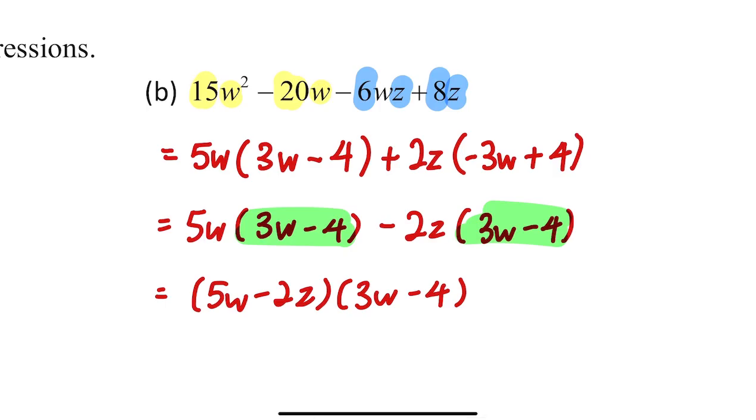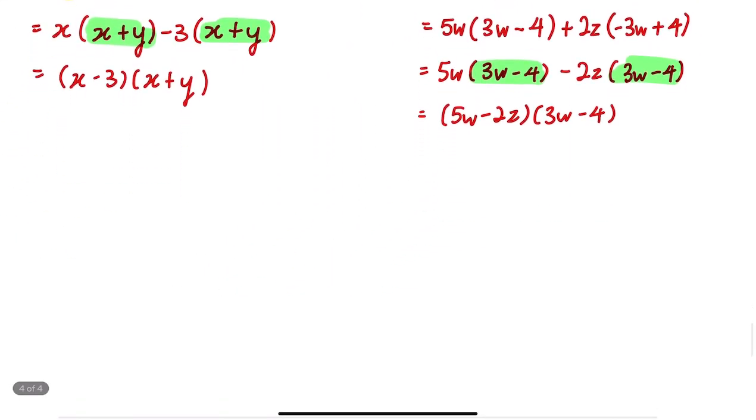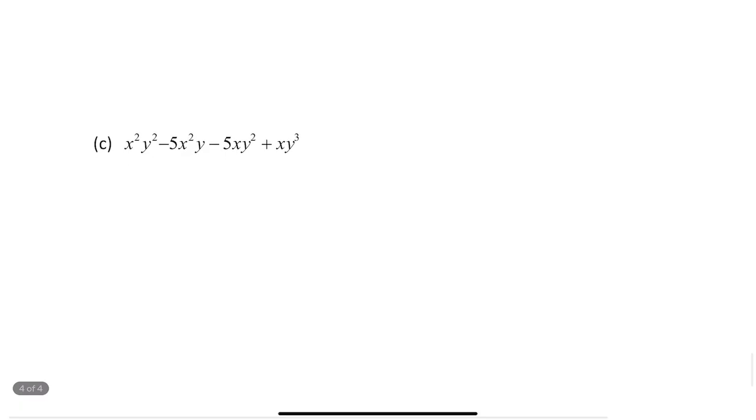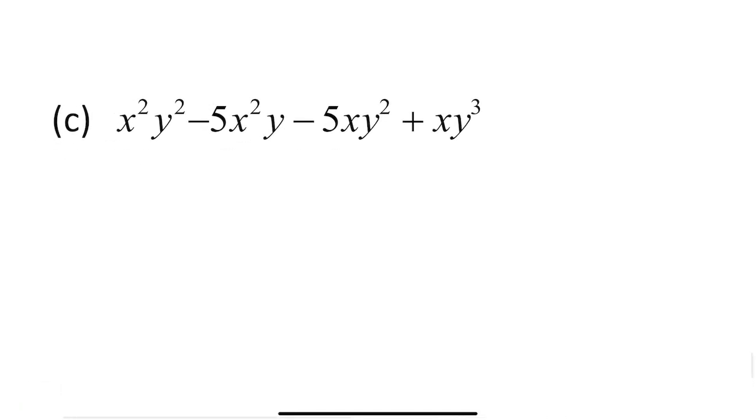Okay. And now let's look at the last example for this worksheet. Example 6c, this is slightly more challenging. Okay, so let's look at this example here. x squared y squared. If we were to analyze it step by step, I highlight in yellow first. First two terms, x squared is a common factor, and I have y squared and y, so I take out one y.